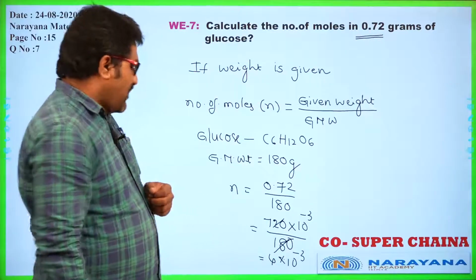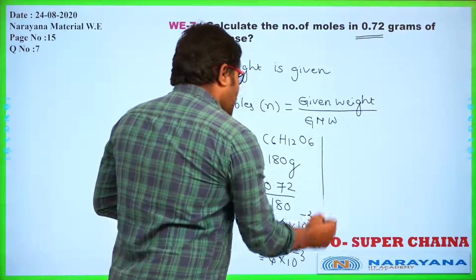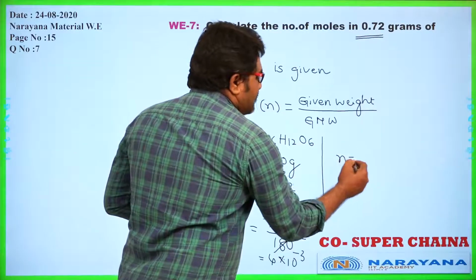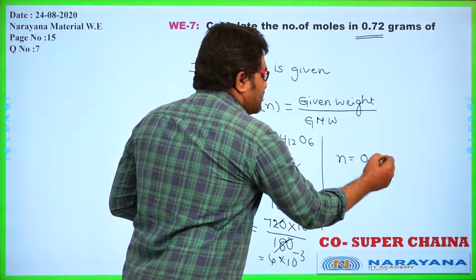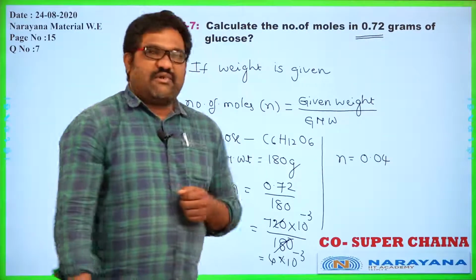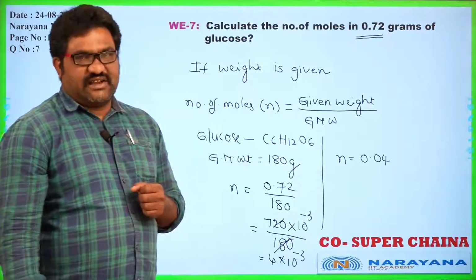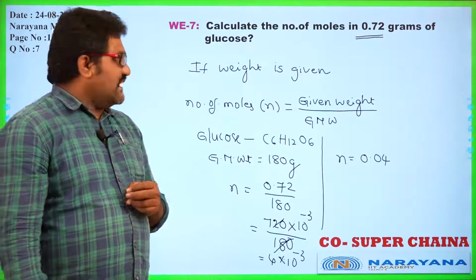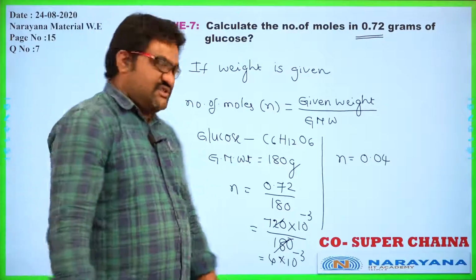So, 0.04 is the answer. The number of moles is equal to 0.04. We can write it as 4 into 10 power minus 3 by 1000. Okay. Let us go for the next question.